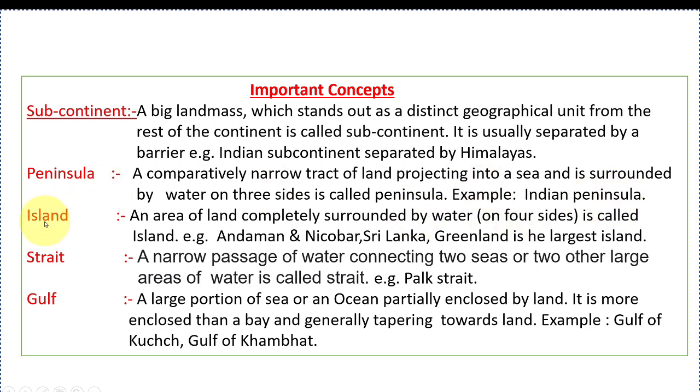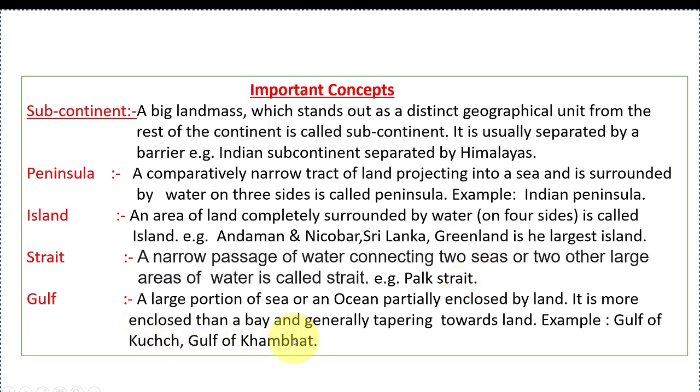Third, island. An area of land completely surrounded by water on four sides is called an island. For example, Andaman and Nicobar, Sri Lanka, etc. Greenland is the largest island of the world. What is a strait? A narrow passage of water connecting two seas or two other large areas of water is called a strait. Example, Palk Strait.